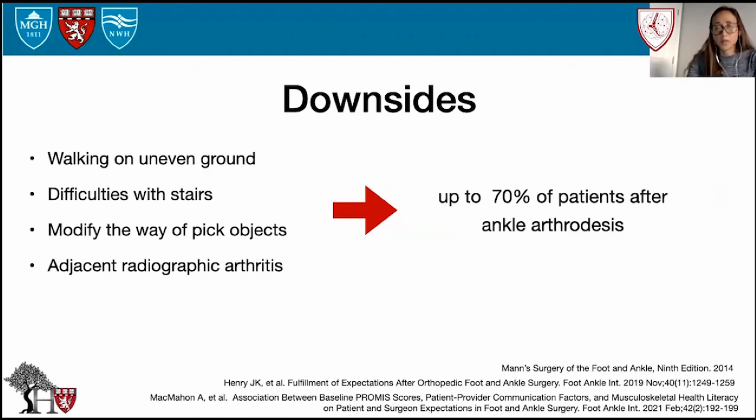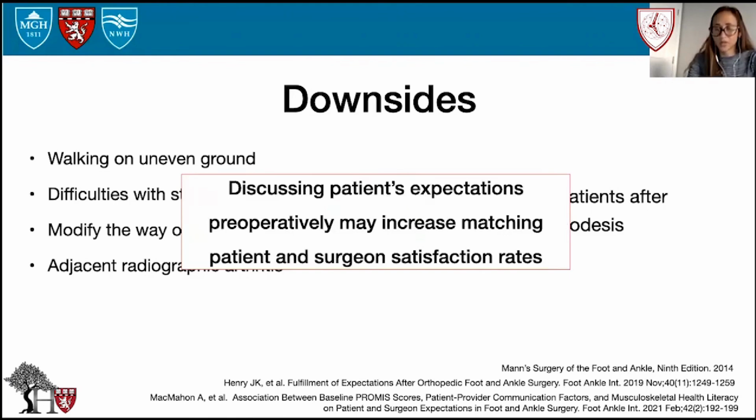Why is it important to keep all these things in mind? Because I think it's important to address these things in the preoperative evaluation. There are multiple studies that have shown that when the expectations of the patient are discussed, and maybe the expectations of the surgeon, these might increase the satisfaction rates at the end. So it's important to know that this is a good procedure, but it definitely has some downsides, and the patient should be aware of those even before surgery.